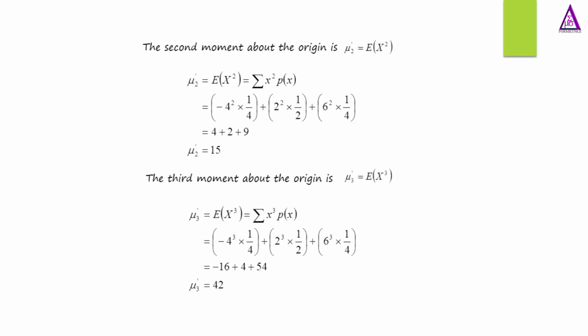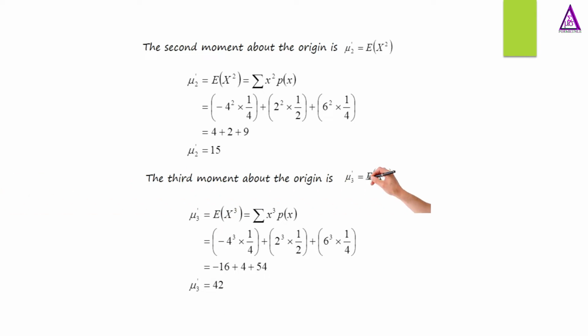The second moment about the origin is the expected value of x squared, which is equal to the summation of x raised to power 2 p(x), which is equal to (-4) squared times 1/4 plus 2 squared times 1/2 plus 6 squared times 1/4, which gives us 4 plus 2 plus 9. And therefore, the second moment about the origin is equal to 15.